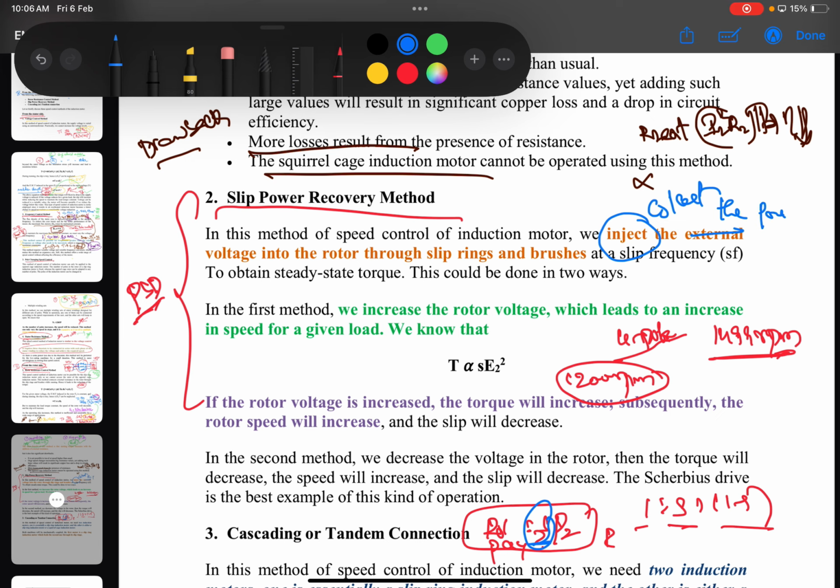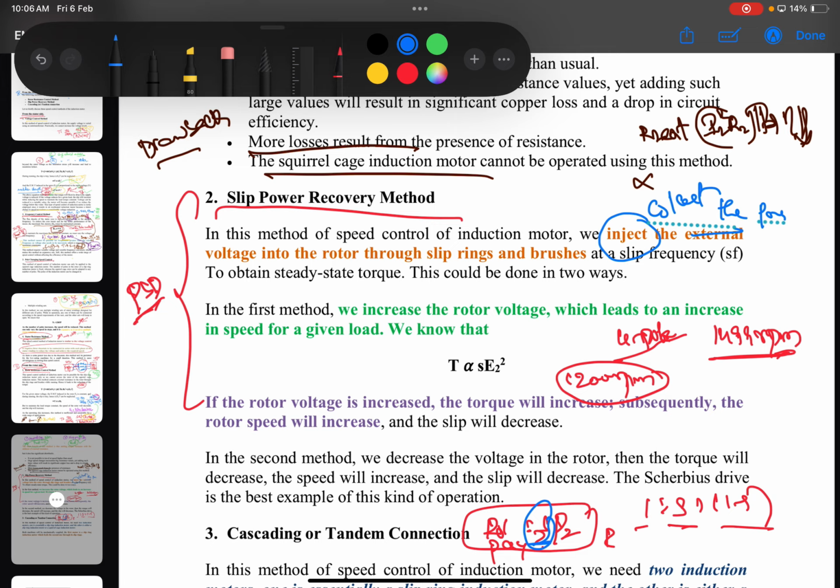It can be done in two ways. Either we inject the power, we add the power, if I want to control the speed beyond, I can add the power or I can take the power. It can be two ways. The relevant concepts in detail will be discussed in power semiconductor drives here. There are two drives, static Kramer drive and static Scherbius drive, which is not required.